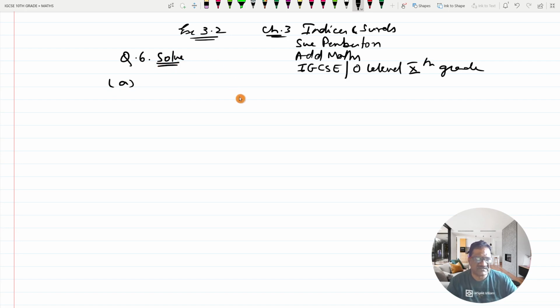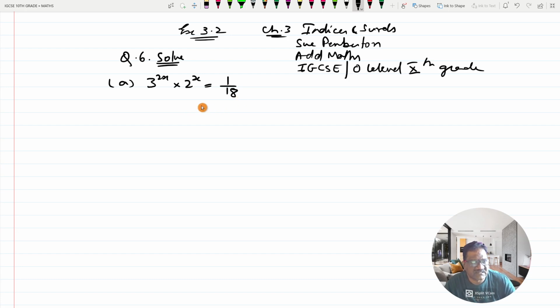Now all these equations that we are solving in this exercise 3.2 are all exponential equations. So question number 6, sub question A reads: 3 raised to 2x multiplied by 2 raised to x equal to 1 by 18. Fine. Now let us try to solve this question. This is 3 raised to 2x into 2 raised to x equal to 1 by 18.